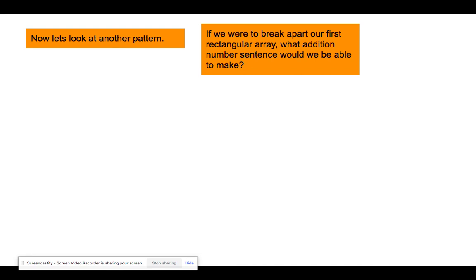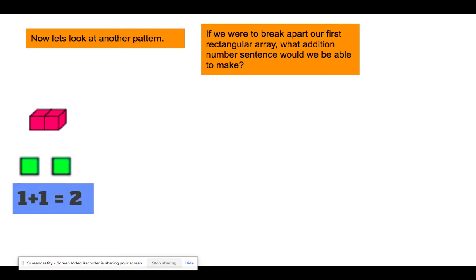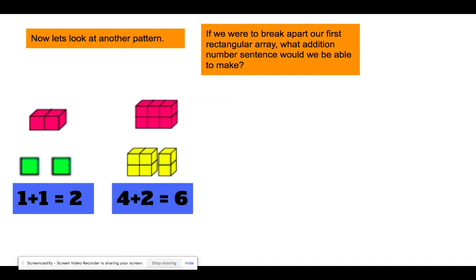Now let's look at another pattern. If we were to break apart our first rectangular array, what addition number sentence would we be able to make? Well, let's take this rectangular array and break it apart. So it would be 1 cube and 1 cube, right? We just take those two and split them apart. That would be 1 plus 1 equals 2. Now, if we took this second rectangular array and we split it up, we would go 4 plus 2, and that would equal 6.